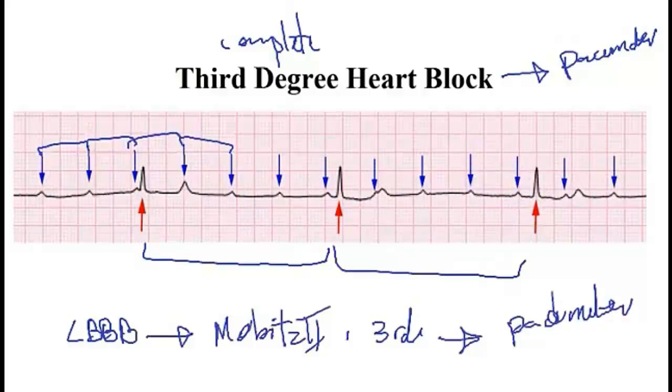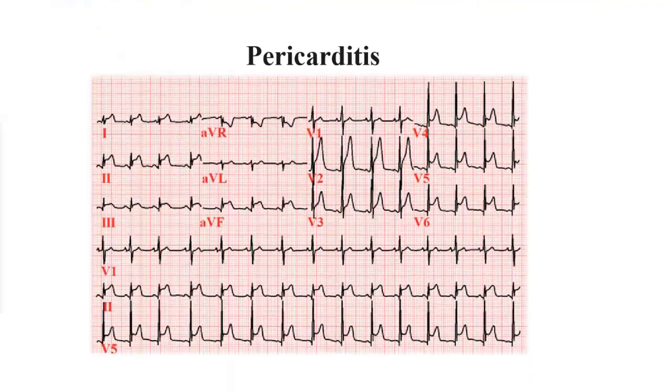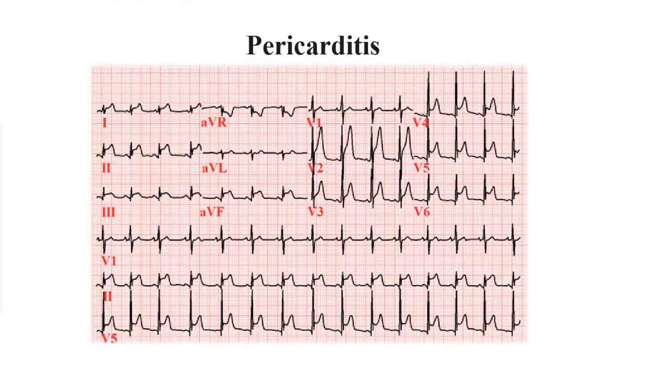And then you would use the same approach in patients with the right bundle branch block. If they're asymptomatic, you just leave it alone. If they develop into the Mobitz 2 or third degree heart block, then you can treat it with the permanent pacemaker. Alright, next I would like to discuss pericarditis, which we have briefly touched upon earlier in the lecture.